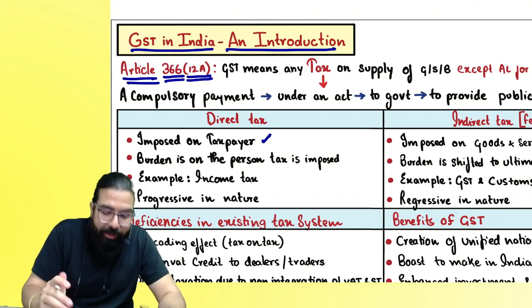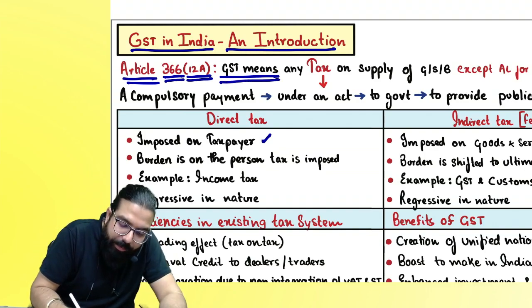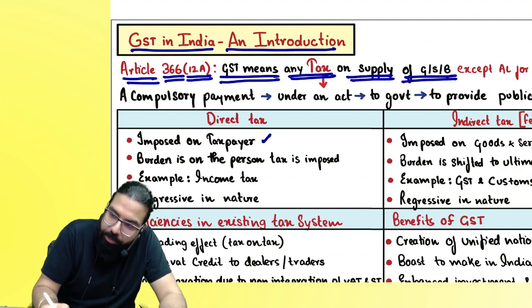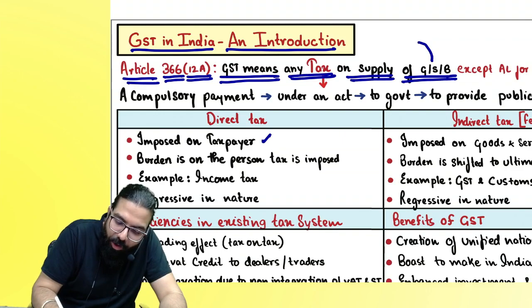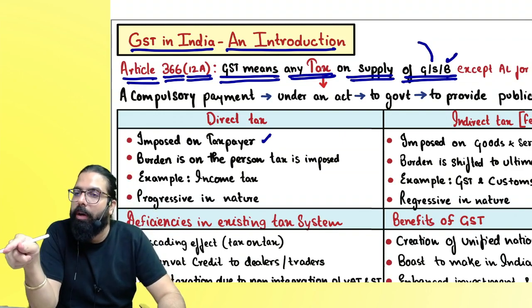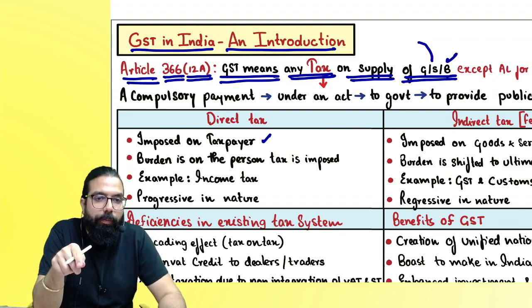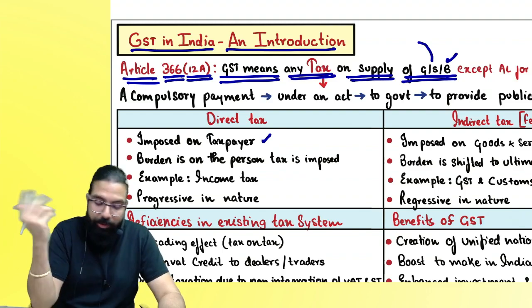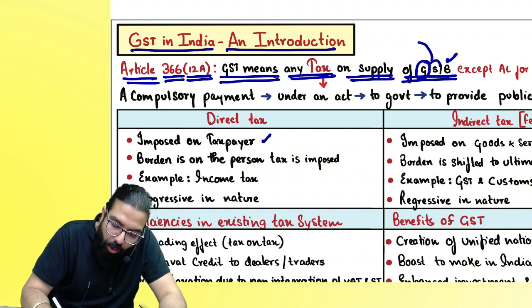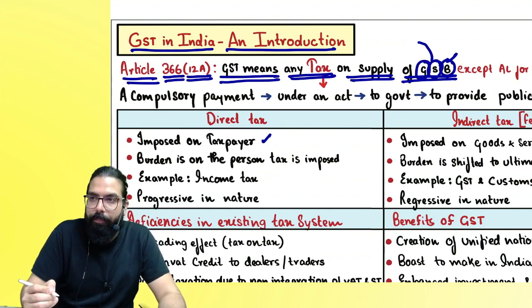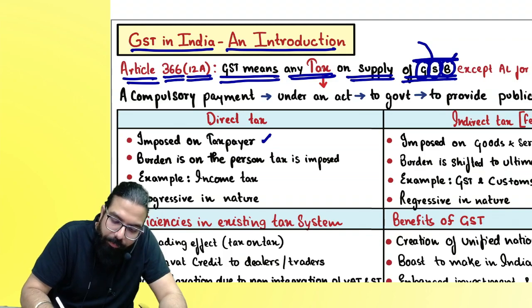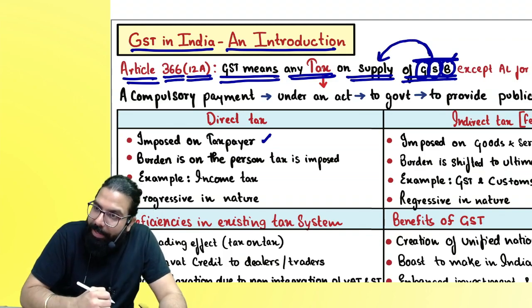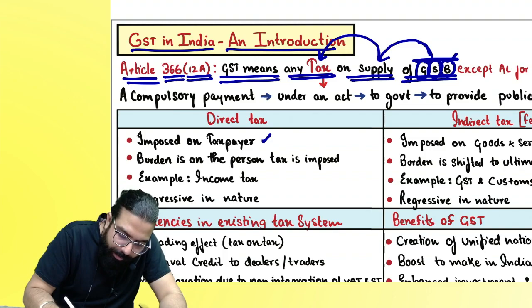Sir, what do you mean by GST? It says GST means any tax on supply of goods, services, or both. Baba, whenever goods, services, or both. What do you mean by both? You came to our class. I gave you goods also, which is books. I gave you service also. So it's a combination of goods and service. So whenever goods, services, or both are being supplied, there will be a tax levied, and this tax will be known as what, everyone?